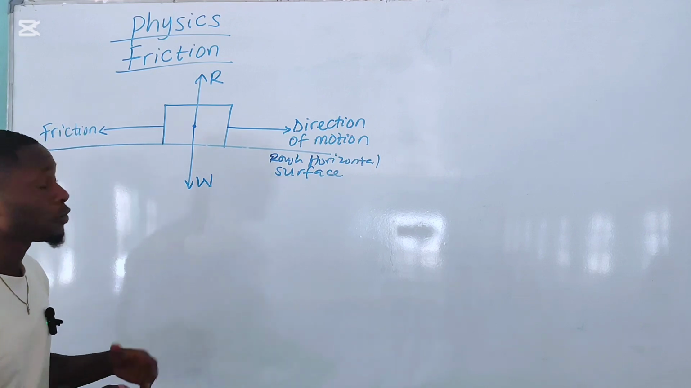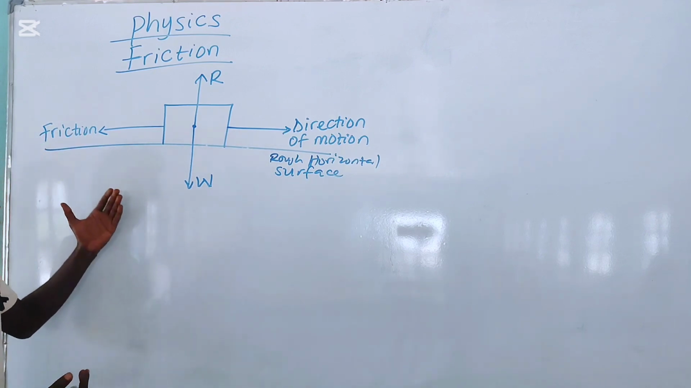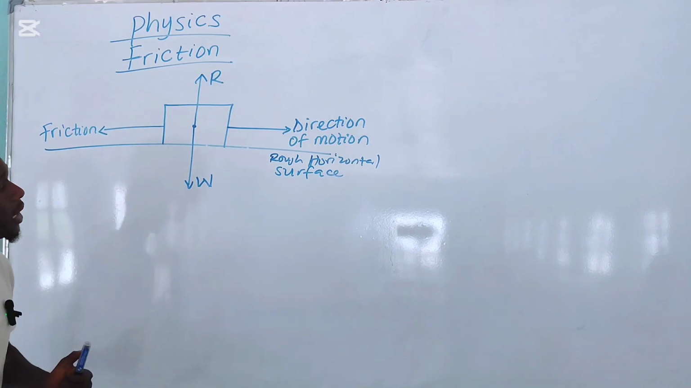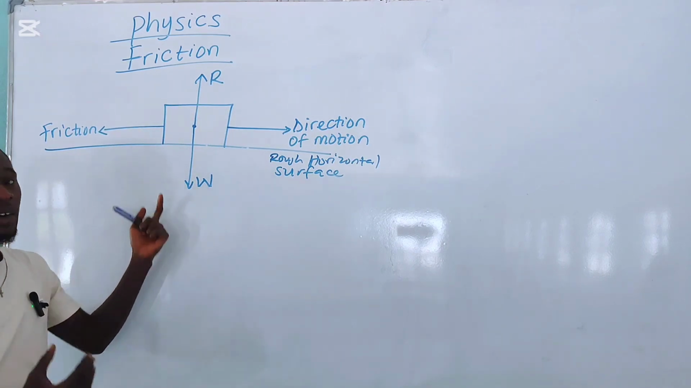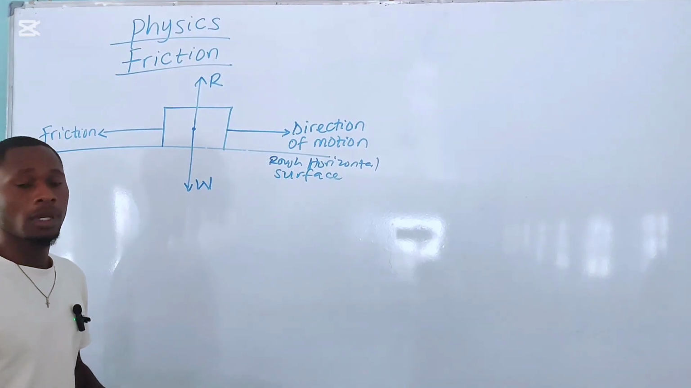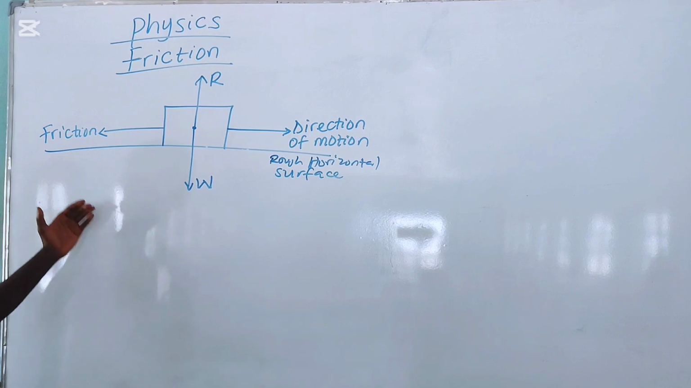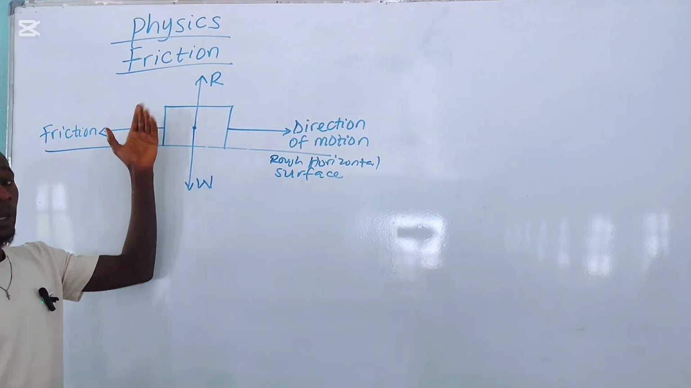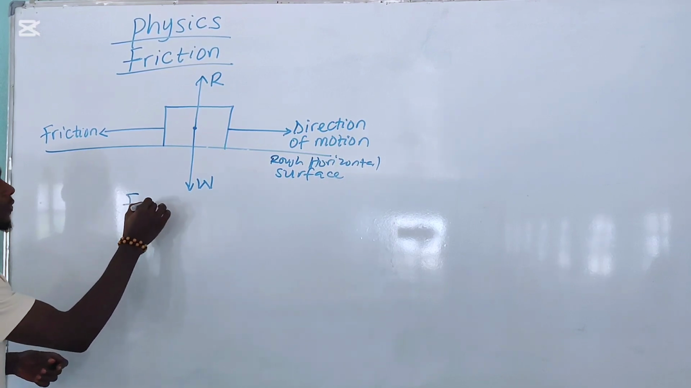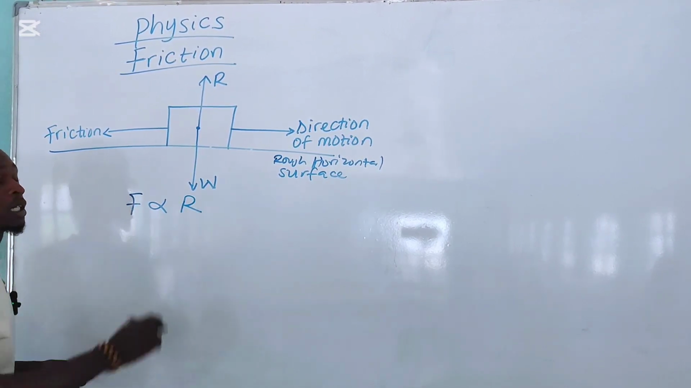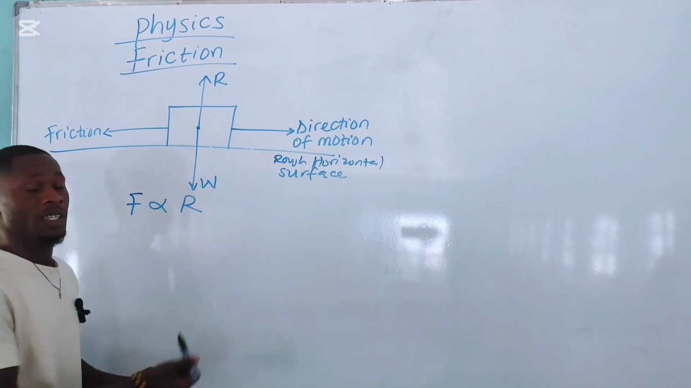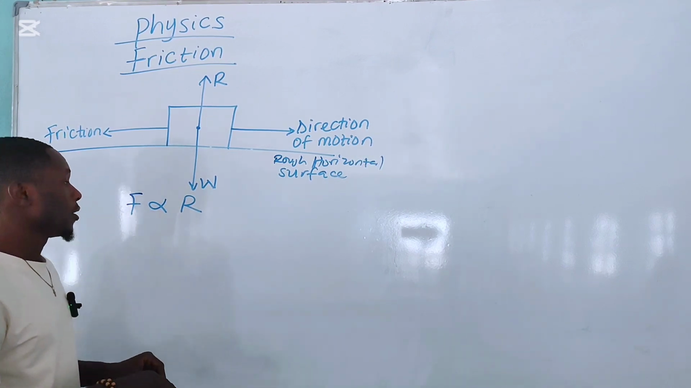Experiments have shown that the normal reaction of the ground on the wood is directly proportional to the frictional force. Just like we said, the frictional force varies directly with the normal reaction. So we can write that mathematically as: frictional force is directly proportional to the normal reaction. R is the normal reaction, and F is the frictional force.